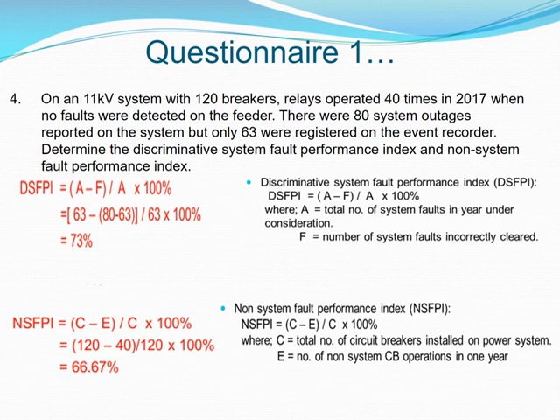Then the next one, when we're looking at our non-system fault performance, we remember the formula, which is (C minus E) divided by C, times 100%. Our C was the total number of circuit breakers installed on a power system, which is 120 in this case. And our E was the number of non-system circuit breaker operations in 1 year. That number is 40, because it says relays operated 40 times in 2017 when no faults were detected on the feeder. Then you divide by the 120 and you get 66.67%.